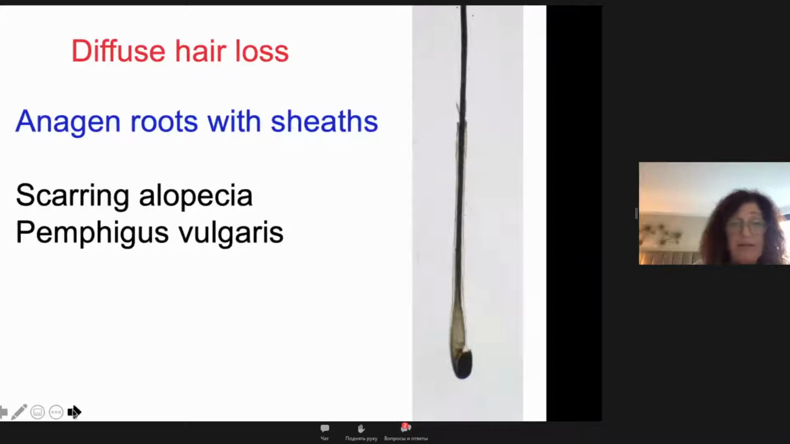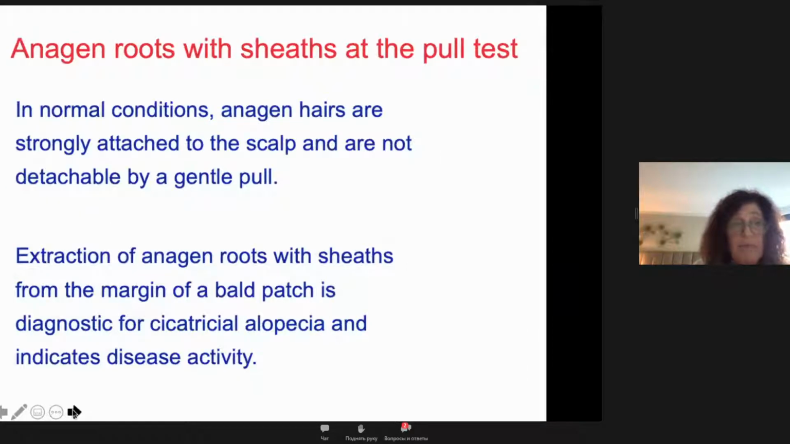So as we said before, you see that just in scarring alopecia and in pemphigus vulgaris. Because in normal conditions, the anagen hairs are attached to the scalp. You cannot detach them with a pull test. You can pluck them with a trichogram, but you cannot take them with a pull test. So in cicatricial alopecia, particularly lichen planopilaris, but also other cicatricial alopecias, you can extract anagen roots with sheaths, and this is a sign of activity.